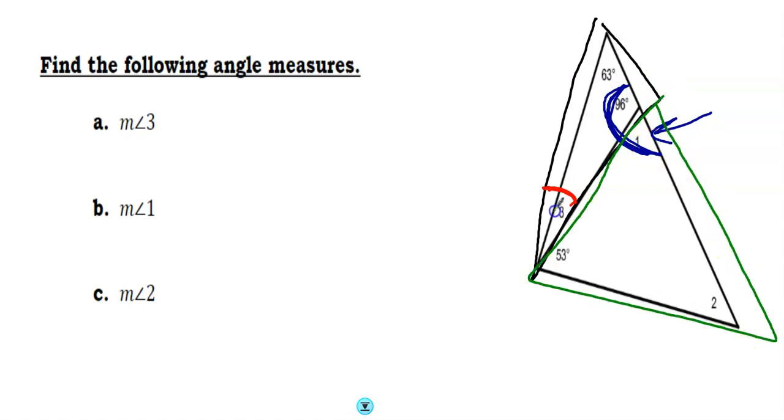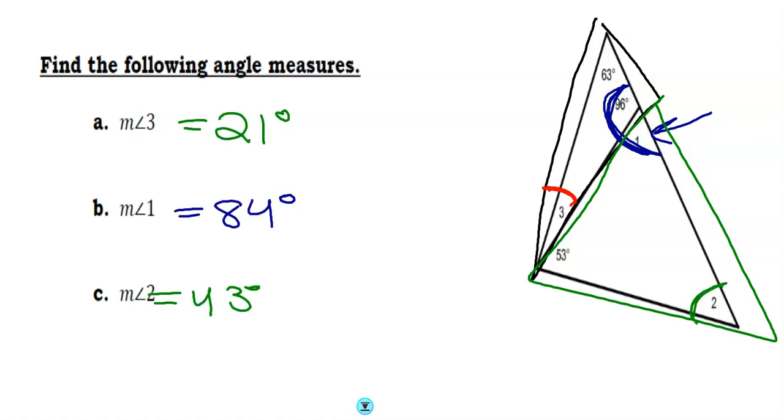So first find out angle 3, then you can find out angle 1 based on the relationship with 96, and then you can find angle 2. So those are my angle measurements of all three. Angle 3 is 21 degrees, angle 1 is 84, and angle 2 is 43 degrees. Again, the big ticket item is angle 1. Because these two angles, 96 and angle 1, added up to 180 degrees, I subtracted those and found out that it was 84. Okay, so this 1, it doesn't mean it's 1 degree. It's asking you for angle 1.